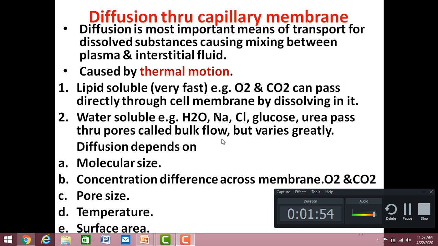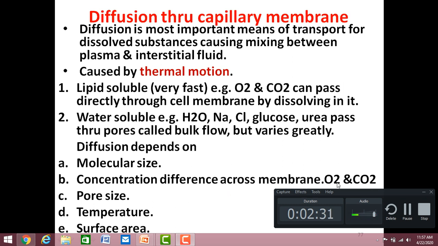But this bulk flow varies greatly depending upon the different types of tissues, and this diffusion also depends upon the size of the molecule. Greater is the size of the molecule, lesser will be the diffusion. Then the concentration gradient across the cell membrane. That means if there is more concentration gradient, then there is more movement of these molecules.